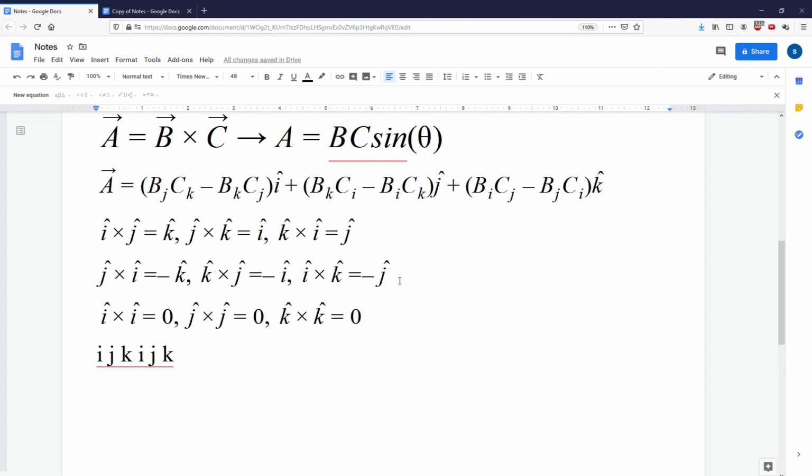And because switching the input should give you the opposite answer, i times i is 0. j times j is 0, k times k is 0.